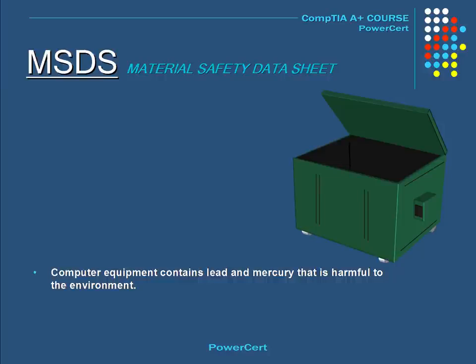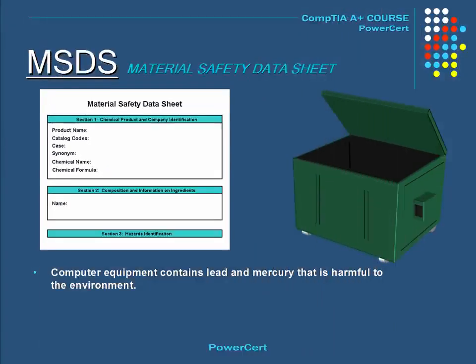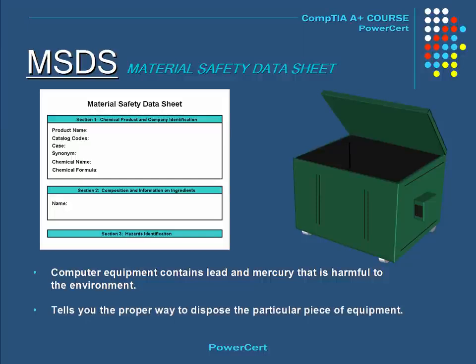And if you're not sure how to dispose of it, there is a data sheet you can find called the MSDS, which stands for Material Safety Data Sheet. And this will tell you the proper way to dispose of that particular piece of equipment. The MSDS will typically be offered by the manufacturer, or you can download a copy of it from the EPA.